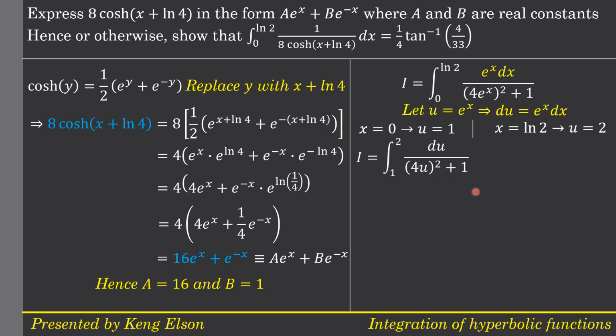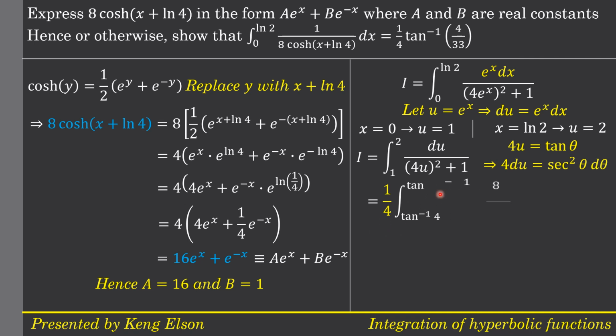From here I now need to use another substitution, a trigonometry substitution. So I can take 4u to be equal to tan theta. When I differentiate both sides, I get 4 du equal to sec squared theta d theta. When I differentiate 4u, the 4 is a constant, so I just need to differentiate u to get du. When I differentiate tan theta, I get sec squared theta d theta. Now we need to change the limits. When u is equal to 1, tan theta is 4, so theta will be tan inverse of 4. And when u is equal to 2, tan theta is 8, and theta will be tan inverse of 8.